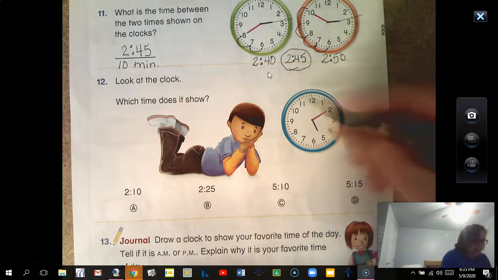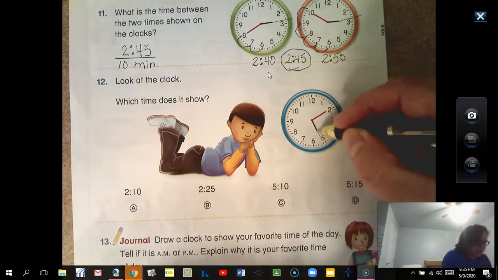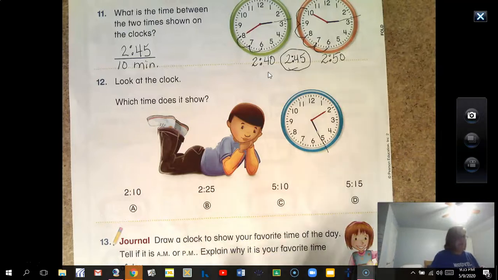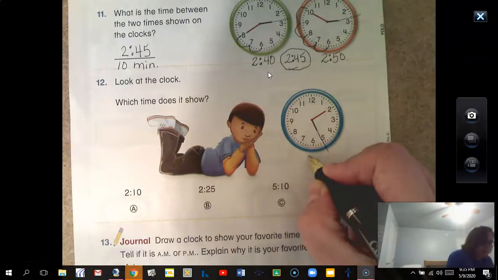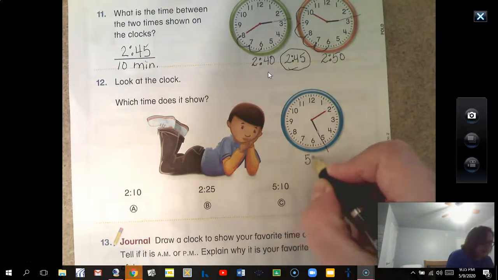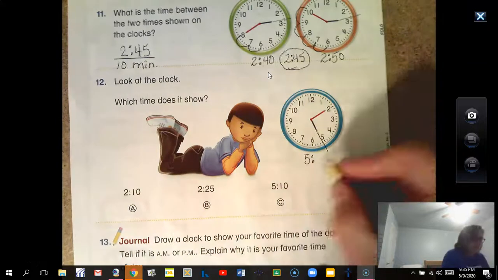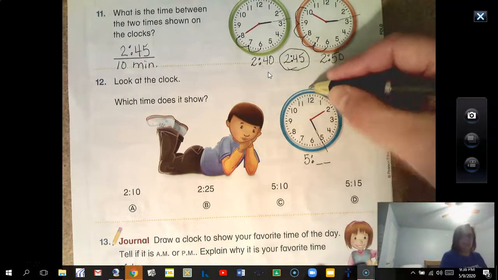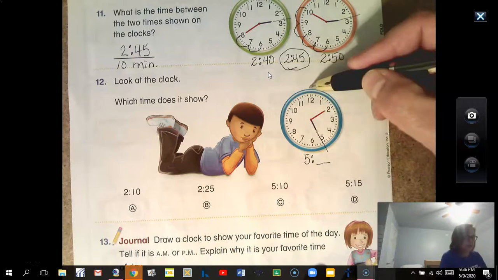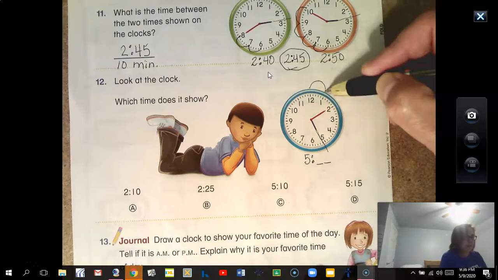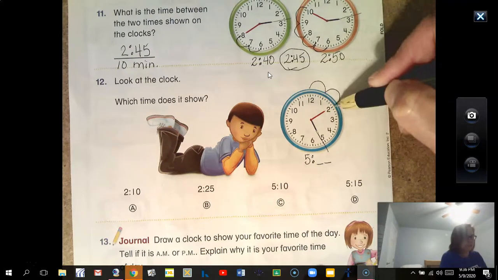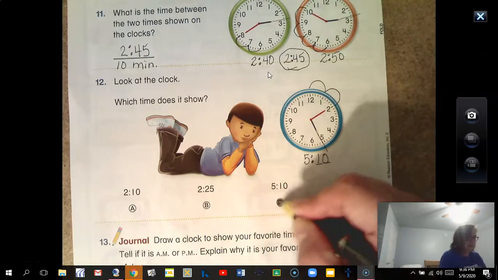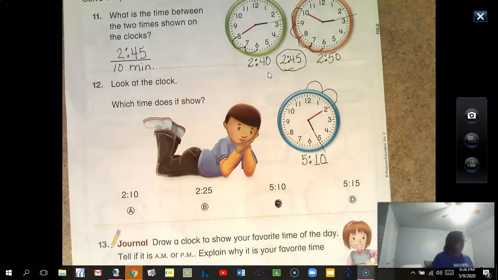Okay, well, the hour, it's between the 5 and the 6, so it hasn't reached the 6 yet, so I'm going to put 5. And then we always need 2 numbers for the minutes, so I'm going to go up here to 12, and I'm going to count to the minute hand. All right, here we go. 5, 10. So you are right if you chose 5:10. Okay?